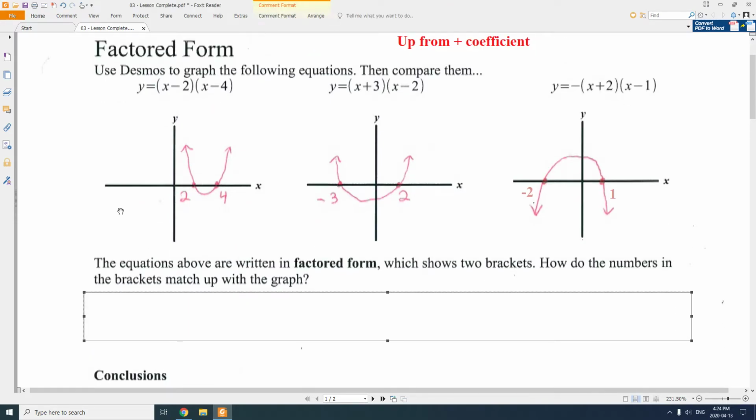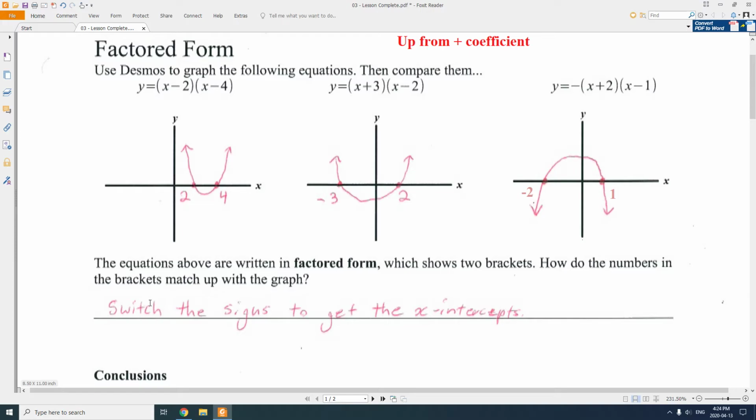That's what we found out here. Right? You switch the signs in the equation to get the x-intercepts. Let's think about why that is. Well, an x-intercept always happens when you're on the x-axis. It happens when your y value is 0. So in this case, how would you make the y value 0 in this equation?